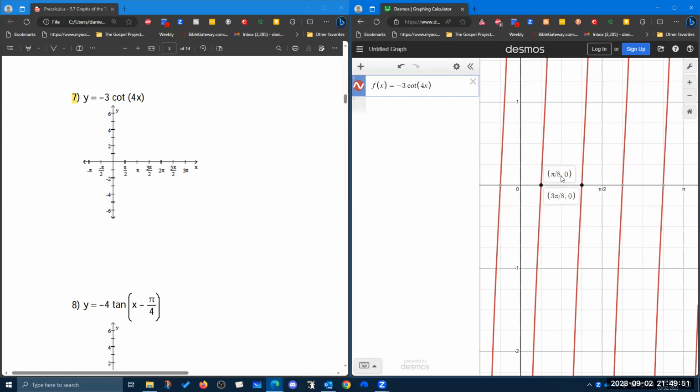So every pi over 2 here, and then 0, I believe. Yep. And then no, pi over 2 is over here, so pi over 4, right? And so every pi over 4, there's an asymptote. So 0, pi over 4, pi over 2, 3 pi over 4, pi, and so on. There's an asymptote every pi over 4 units.